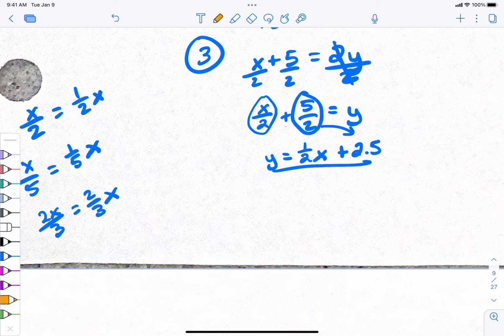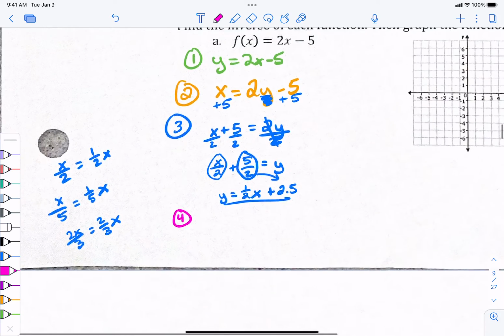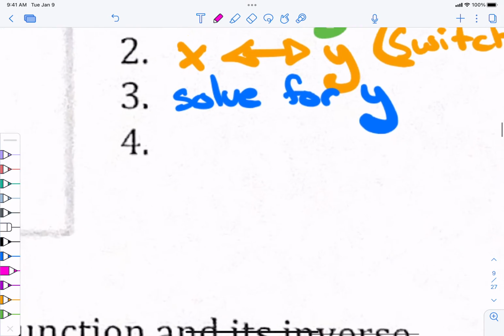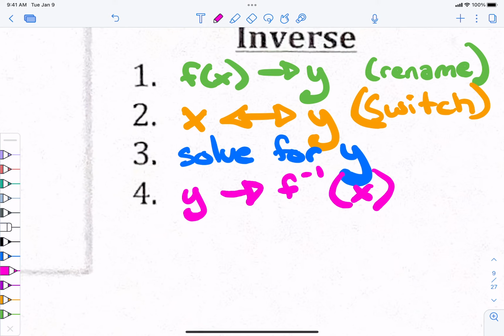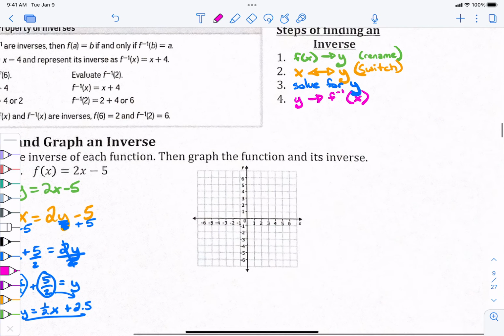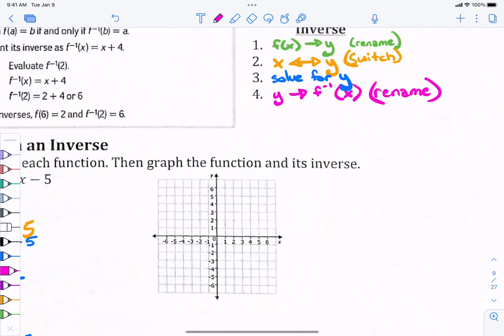And now we have to do the fourth step. Step number 4. We've done everything. Step number 4, the y switches back to his original name, except we can't call him f of x. We call him f inverse of x. And it looks like f to the -1 power. That is the f inverse. So we're just changing his name again, right? We're renaming him. If you want to put rename there, that's good. We're just renaming him again.